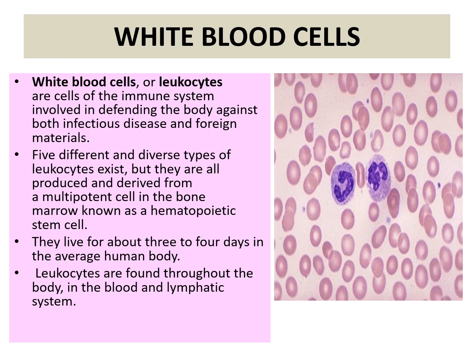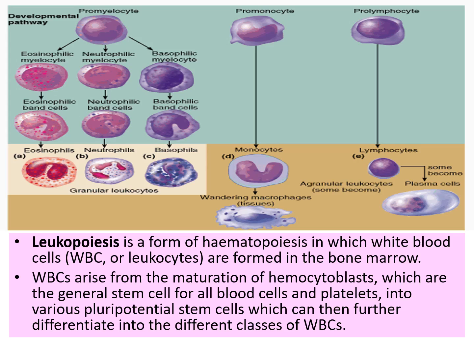In this diagram, you can see the bluish colored cells are the WBCs, whereas the pinkish colored cells are the RBCs. Now look at this figure. In this we can see promyelocytes, which are larger cells with a rounded nucleus, and they change into myelocytes.